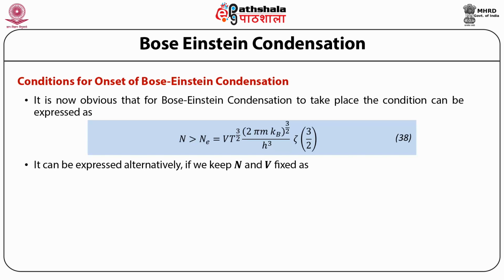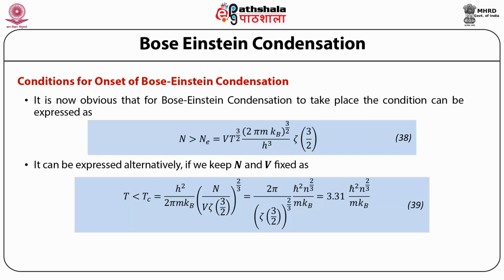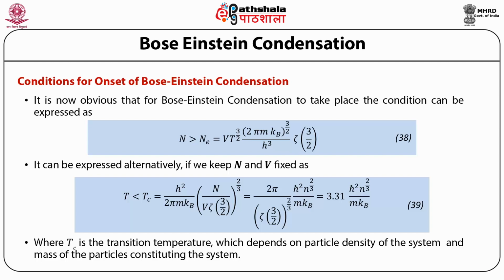It can be expressed alternatively, if we keep N and V fixed, as T less than Tc, which is equal to h square upon 2 pi m kB multiplied by (N upon V multiplied by the Riemann zeta function of 3/2) raised to power 2/3, which is equal to 2 pi upon (Riemann zeta function of 3/2) raised to power 2/3 multiplied by h square N raised to power 2/3 divided by m kB, which is equal to 3.31 multiplied by h bar square N raised to power 2/3 divided by m kB, where Tc is the transition temperature which depends on the particle density of the system and the mass of the particles constituting the system.